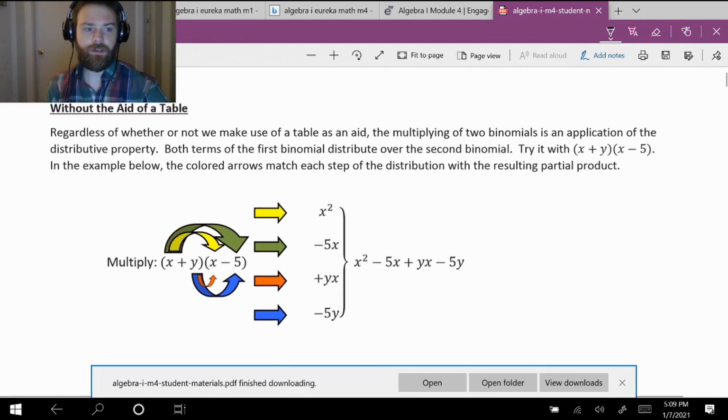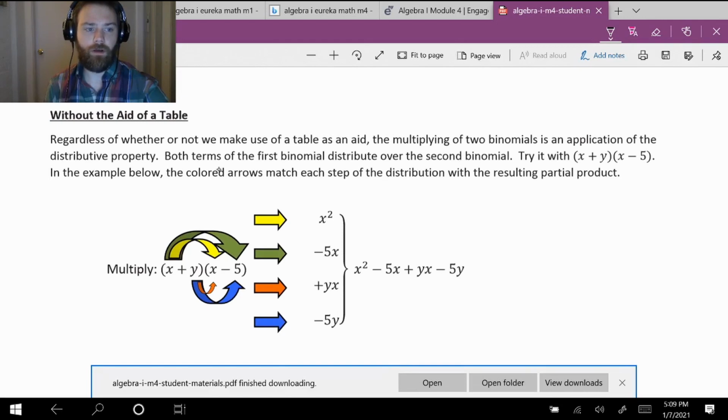So here's a good table to talk about, regardless of whether or not we make use of a table as an aid. The multiplying of two binomials is an application of the distributive property. So you're distributing x to both terms, and then you're distributing y to both terms. So this is the first two terms being multiplied. This is the outside terms being multiplied. This is the inside terms being multiplied, so x times y. And then the last two terms, so negative 5y. And this is how it's written.